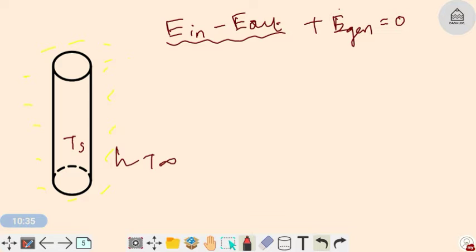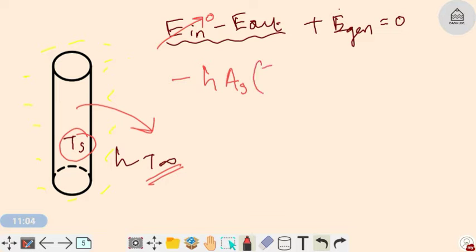As the temperature of the solid is greater, no heat will come in, but heat will go out from the body to the fluid. So it will be only E out, so minus E out. E out is H of body into AS of body into Ts, the surface temperature, minus T infinity, plus E generation is equal to 0. Yes or no?